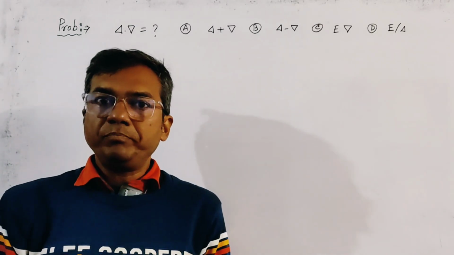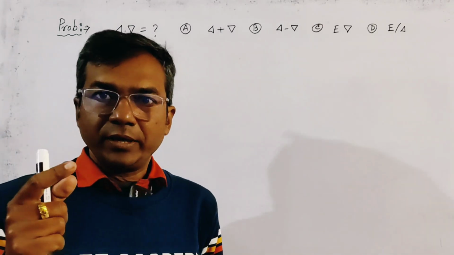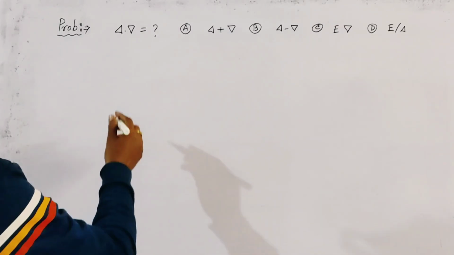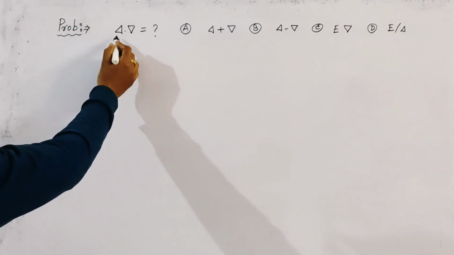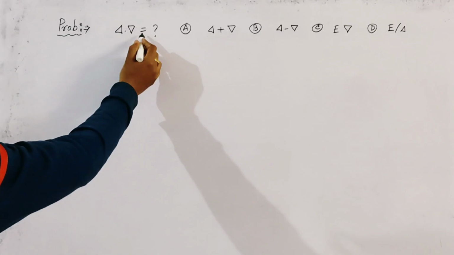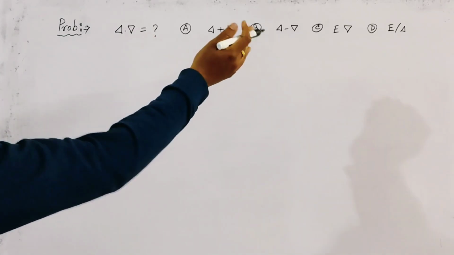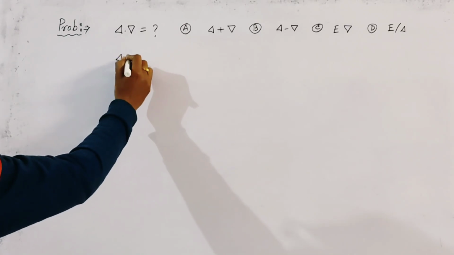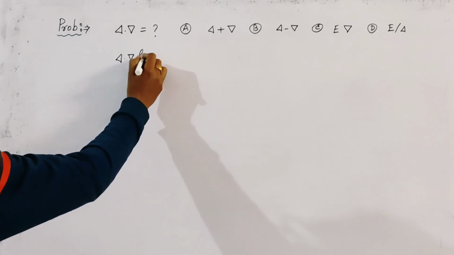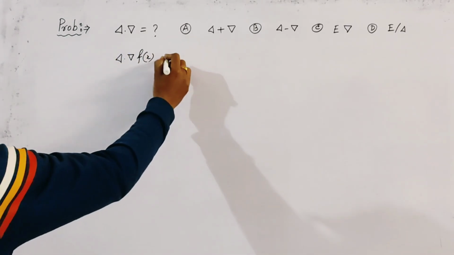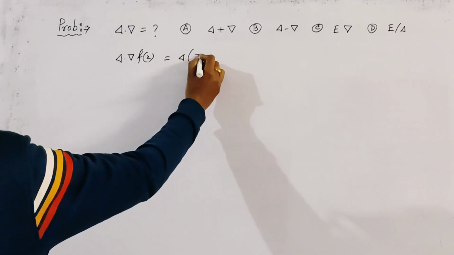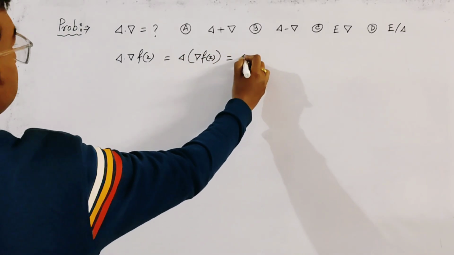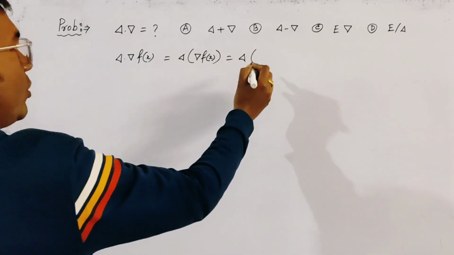A simple problem from numerical analysis, and this is from operators. Here it is asked: delta into nabla, this is equal to what? Four options are given, and we find first delta into nabla. We operate on f(x), so this is delta of nabla of f(x).